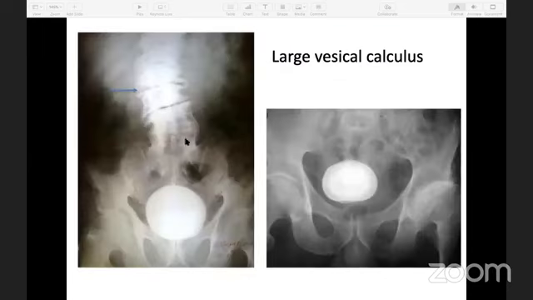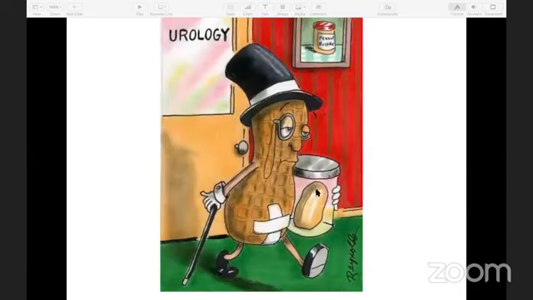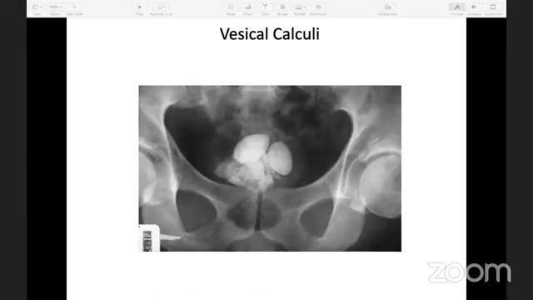The left side film shows a large vesical calculus, possibly due to neurogenic bladder, and the right side film shows a multi-layered vesical calculus due to BPH. The patient moving with the stone after surgery. Multiple calculi in urinary bladder.